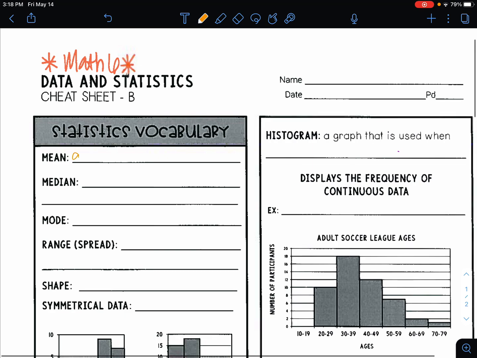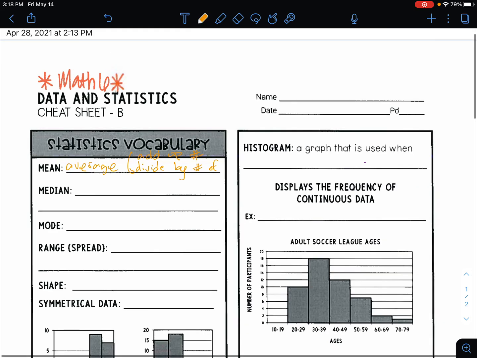Mean. Mean is the average, and the average can be found by adding all your data values, add up the numbers, and then you divide by the number of values in the data set. So divide by the number of values.